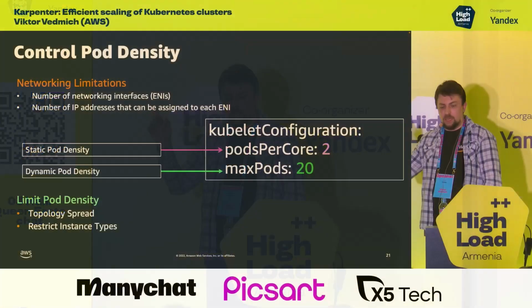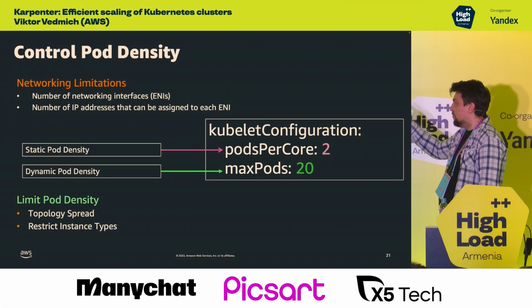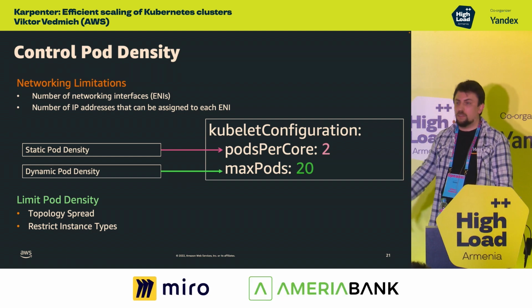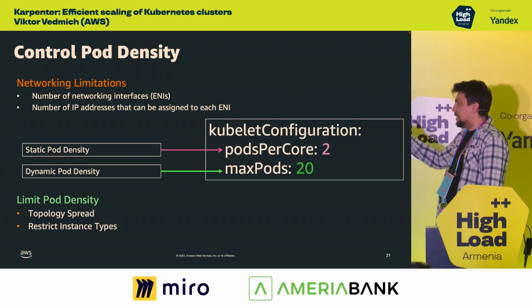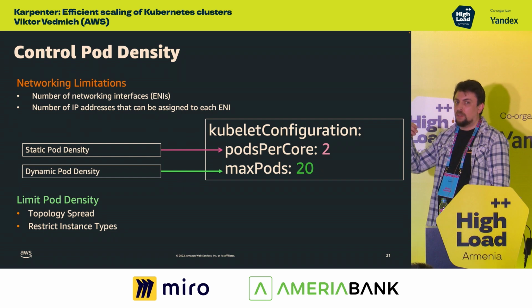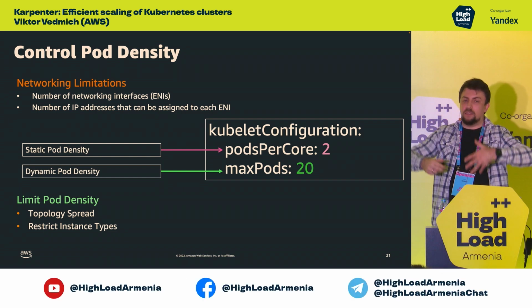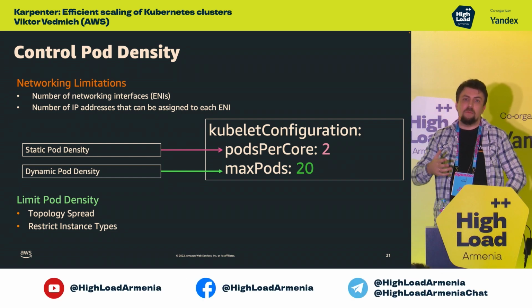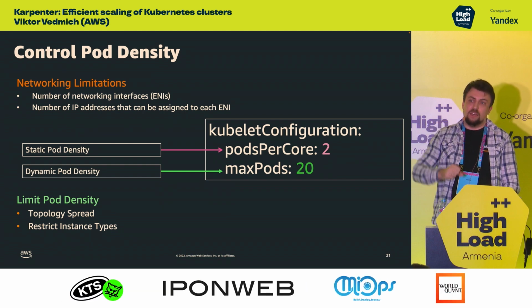Because in real projects, you always have different pods with different requirements. First of all, you can manage it through the provisioner. In the provisioner, you can set a static pod density, depending on how many you define, and also a dynamic one, depending on how many cores you have inside the EC2 instance.